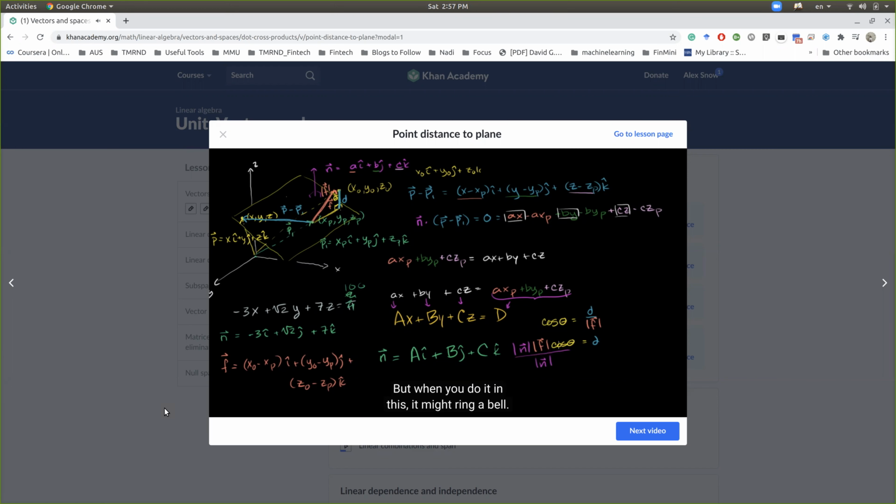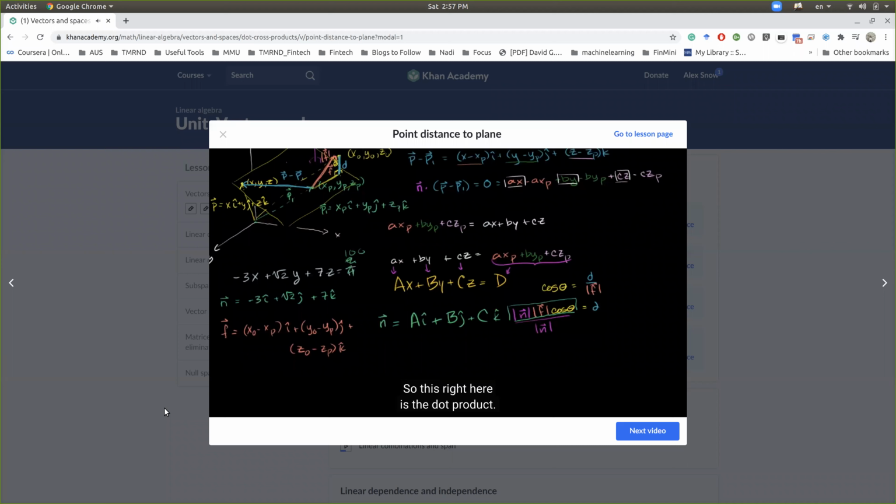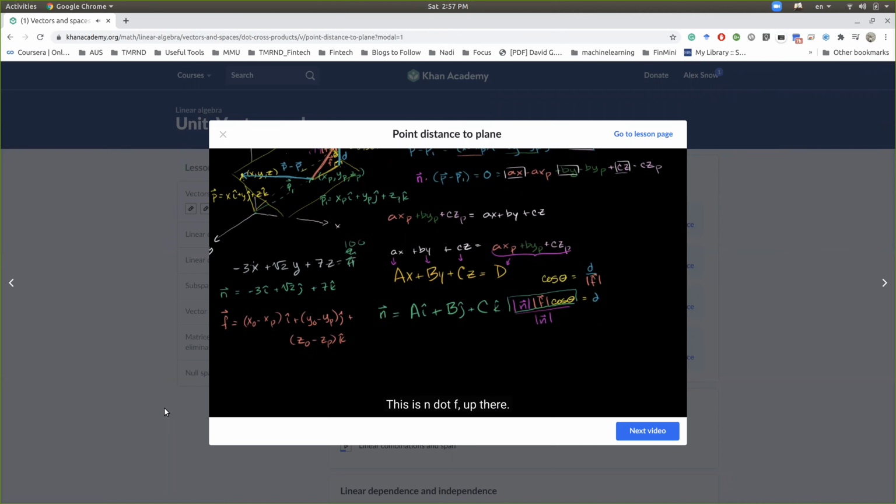But when you do it this way, it might ring a bell. This expression right here is the dot product of the normal vector and this vector f. This is n dot f, and it's equal to the product of their magnitudes times the cosine of the angle between them. So the shortest distance we care about is the dot product between the normal vector and f, divided by the magnitude of the normal vector.